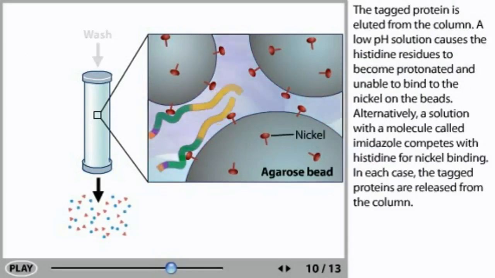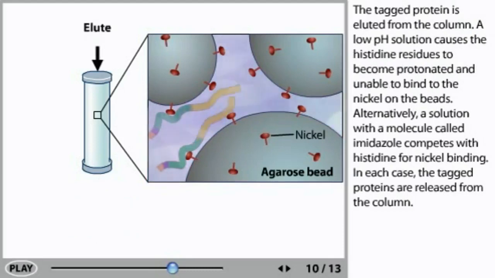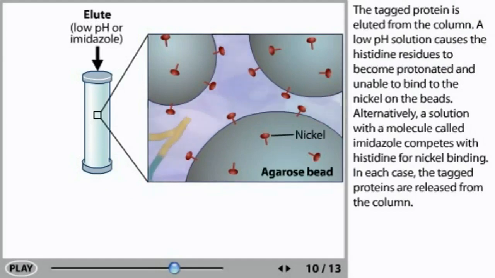The tagged protein is eluted from the column. A low pH solution causes the histidine residues to become protonated and unable to bind to the nickel on the beads. Alternatively, a solution with a molecule called imidazole competes with histidine for nickel binding. In each case, the tagged proteins are released from the column.